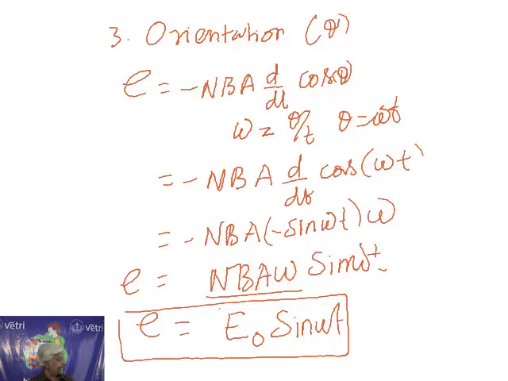So automatically we are getting E is equal to E naught sin omega t. What is E naught? E naught is called the peak value or maximum value of the EMF. Therefore, E is equal to E naught sin omega t. These are the three ways for the orientation changes.